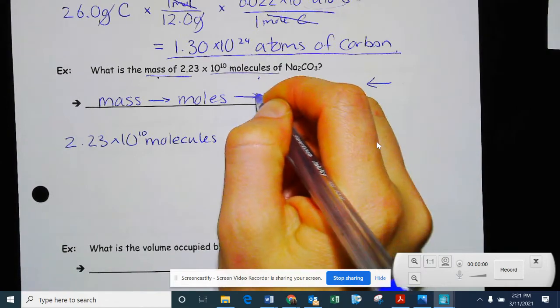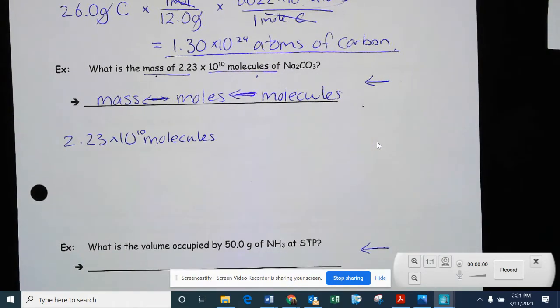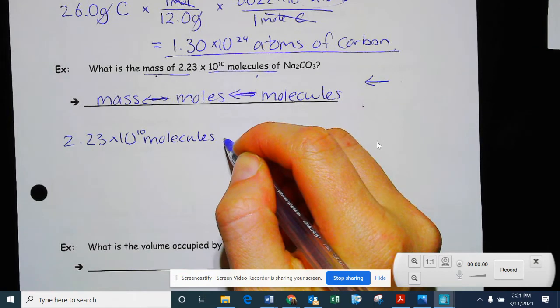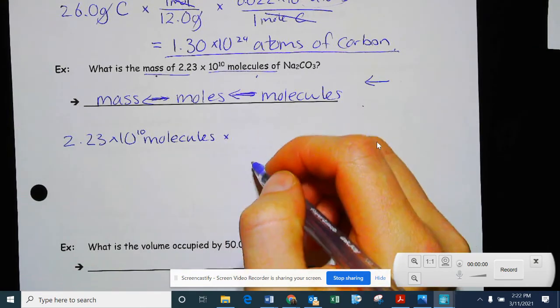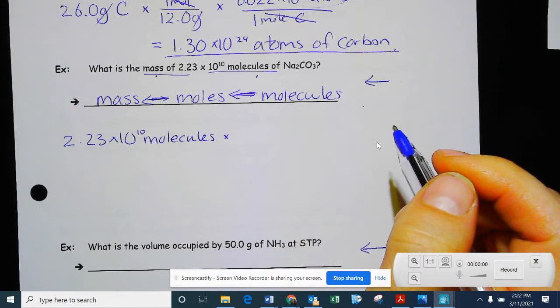My bad. Reverse those arrows. Or if you want to flip it around, that's cool too. Okay, so 2.23 times 10 to the 10 molecules. So I'm going to throw Avogadro's number in here, which is 6.022 times 10 to the 23 molecules in 1 mole.